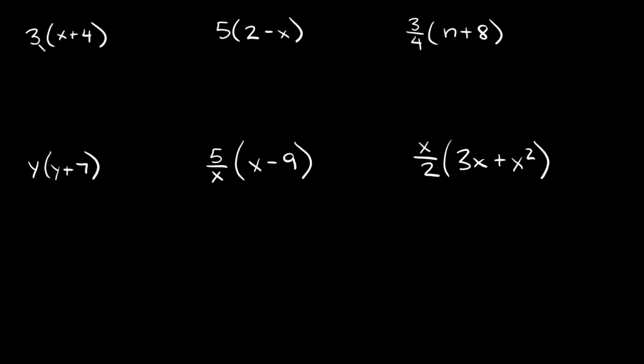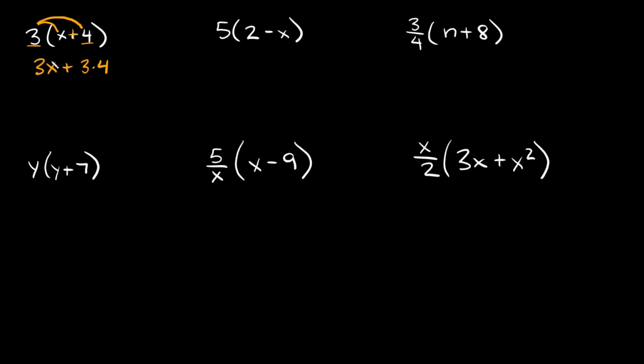So in order to distribute, all you do is take this number that's on the outside and multiply it by this first number or variable and this second number or variable, right? So here I would have 3 times x, which would just be 3x, and then I'd multiply it by this number right here, right? 3 times 4. And remember, we're adding right here, so you just bring that down.